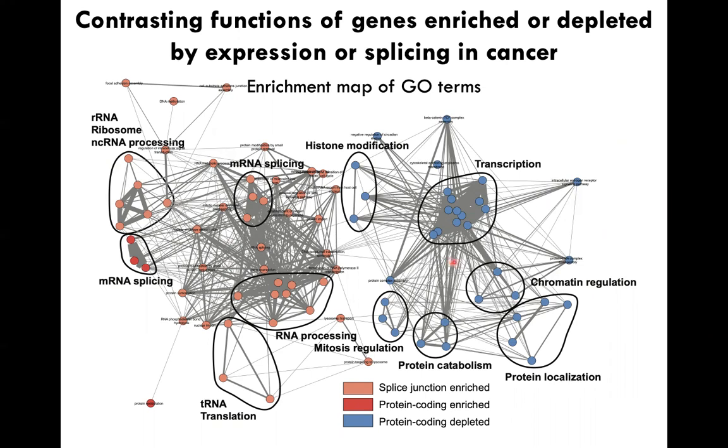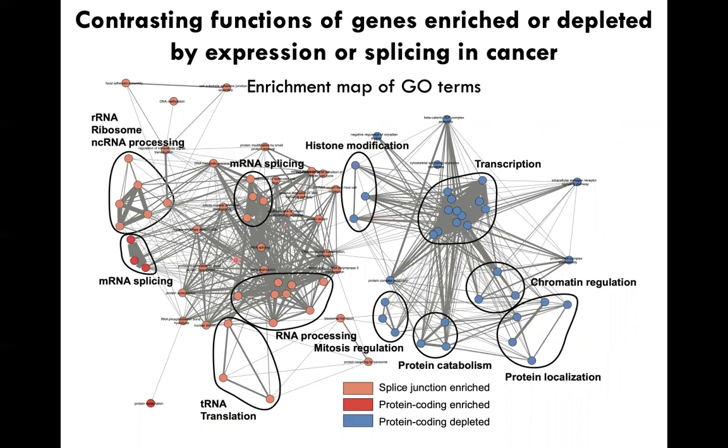You can clearly see how genes that are depleted in cancer and shown in blue form their own cluster here on the right, and how the functions that are represented are related to the traditional definition of cancer, with transcriptome, transcription-related functions and genome integrity-related functions with chromatin regulation and histone modification.